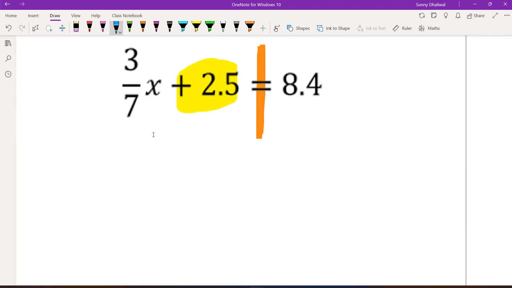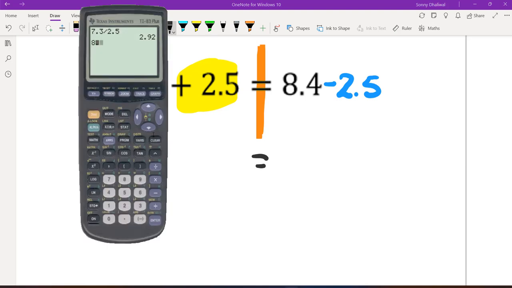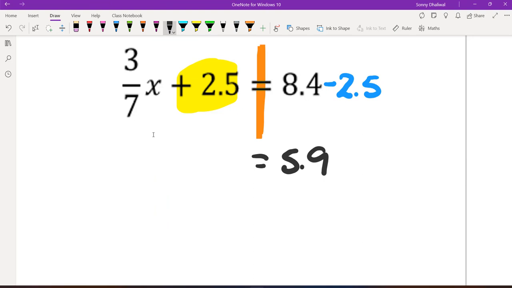And it looks like the opposite on the other side. So that's positive 2.5, it goes minus 2.5 over here. Okay, and we clean that up. So 8.4 minus 2.5, we get 5.9. On the other side, this 2.5 is gone. And I'm going to rewrite this into a nicer notation. Instead of x being off to the side, I think most of you guys prefer to see the x with the numerator. So I'm going to rewrite this as 3x with a 7 like this.